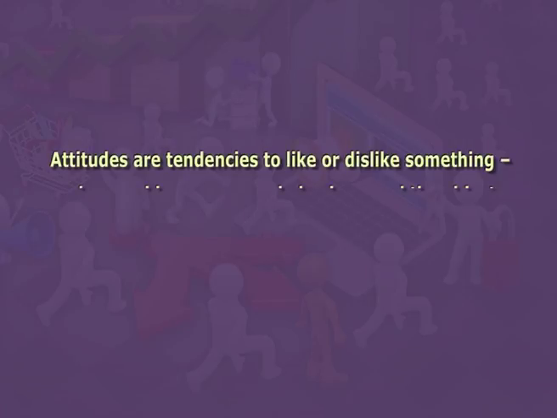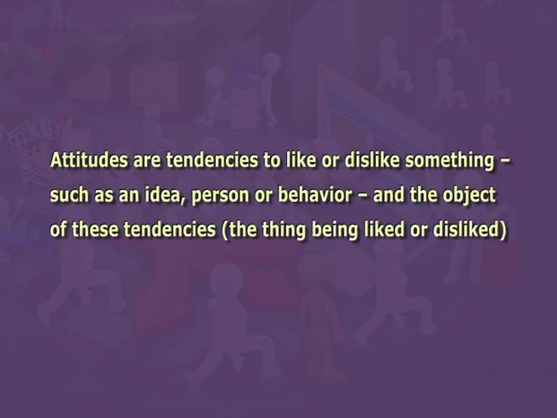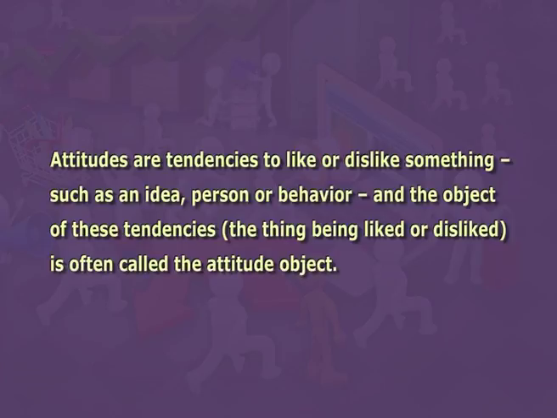Attitudes are tendencies to like or dislike something such as an idea, person or behavior, and the object of these tendencies, that is, the thing being liked or disliked, is often called the attitude object. Attitudes indirectly or directly affect behavior in virtually every social interaction. This is why the study of attitudes and attitude change is a fundamental area of social psychological research.